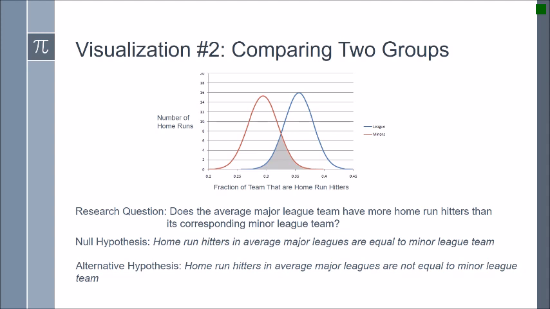Here after seeing this, we can say the blue bell-shaped curve touches almost at 0.37, and the red curve touches almost at 0.28. So there's a difference between both of the curves, so we cannot say that the average home run hitters of major teams and minor teams are equal. So what we are going to do here is reject the null hypothesis, and we are going to accept the alternative hypothesis here. Moving on to visualization 3.